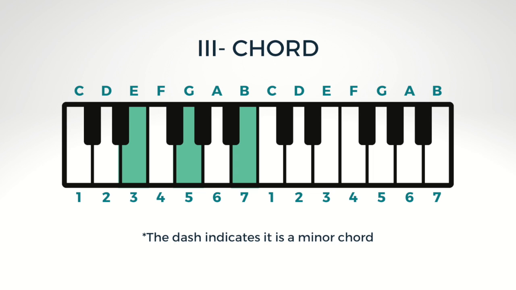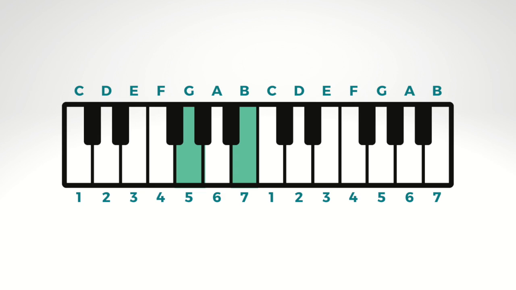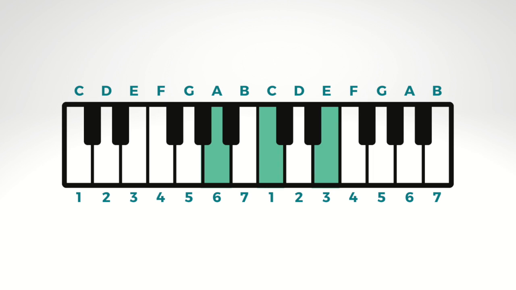What about the 3 chord? Yep, you guessed it, it's a minor chord. And now the 4 chord is a major chord. The 5th chord, another major chord. The 6th chord, a minor chord. And the 7th chord.